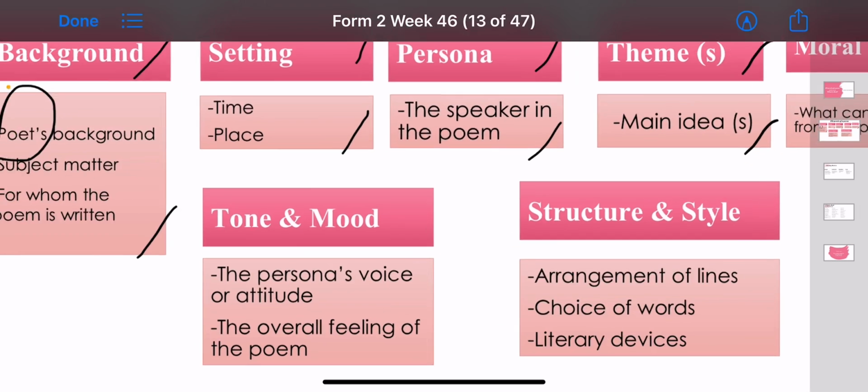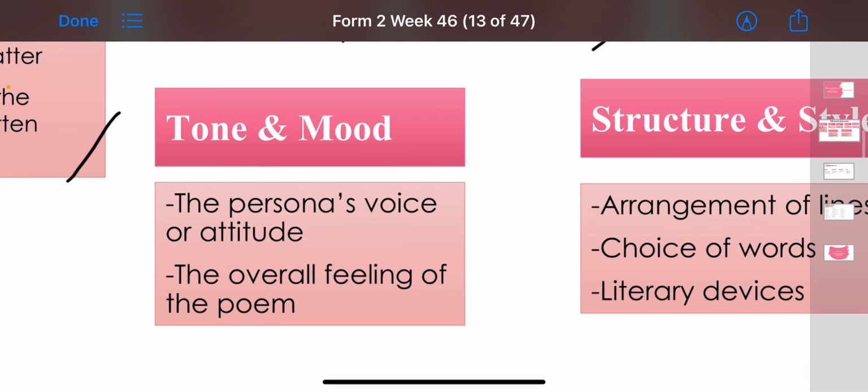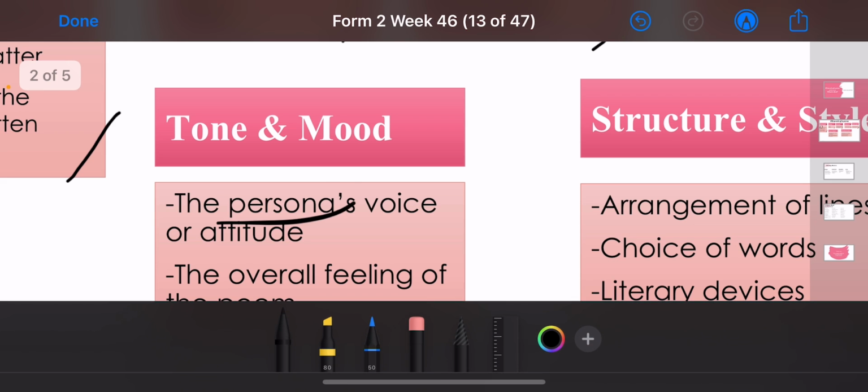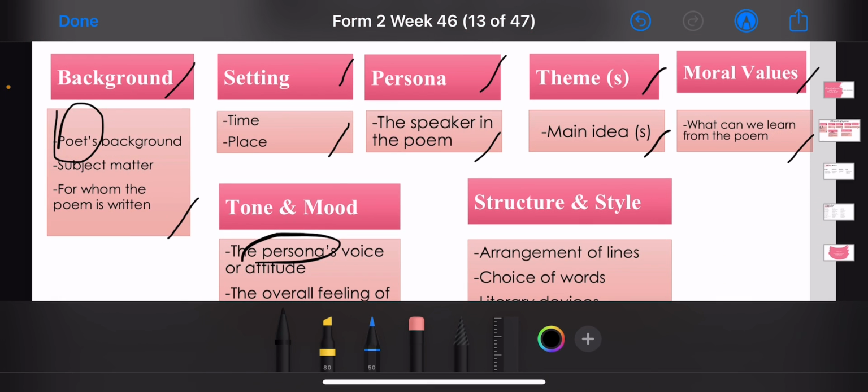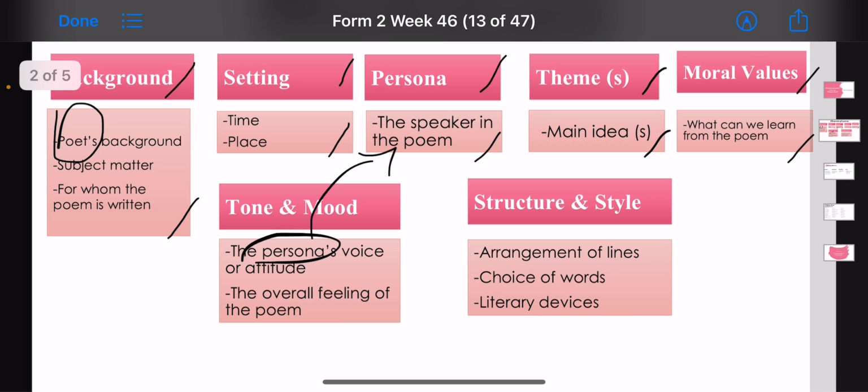Now, the tone and mood, the persona's voice or attitude. Remember, nampak tak perkataan persona? Dia tak cakap pasal poet, dia cakap pasal persona. Suara persona ni dalam poem tu. Okay, how's the voice? How's the attitude? There are different attitudes or voices that we can use in poem.